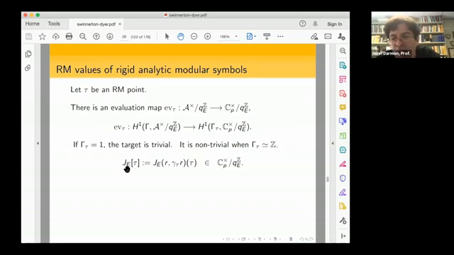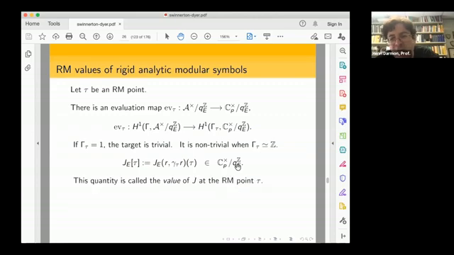We define the value of our rigid analytic modular symbol J_E at the RM point tau to be obtained by taking any base point r in P1 of Q and looking at the value of the modular symbol from r to gamma tau r. That gives us some kind of not completely well-defined modular rigid analytic function on H_p, but the upshot is that the value of this modular function on tau is a well-defined invariant, which doesn't depend on the choice of base point r, and is a well-defined element of C_p star mod q to the Z.